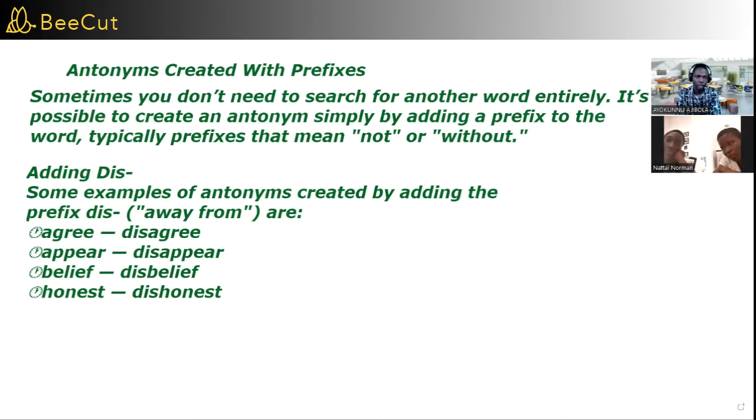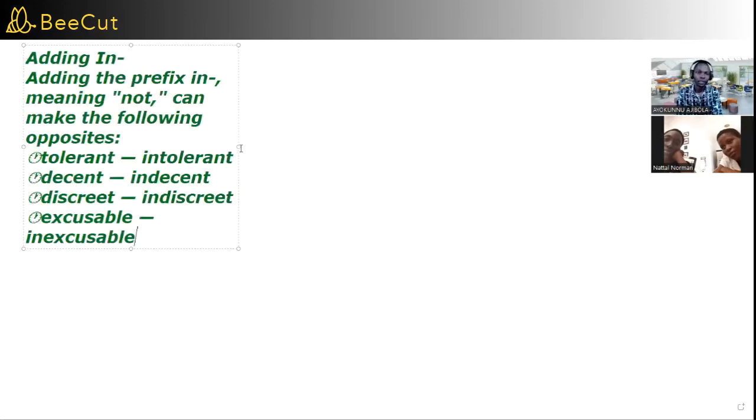Okay, the next one that we want to look at is when you add in to words to become the opposite. For example, if you say the money or the provision was adequate for the journey, what should be the antonym? What's the meaning of adequate? Inadequate. Yes, it's going to become inadequate. So adding in to our words can make the opposite.